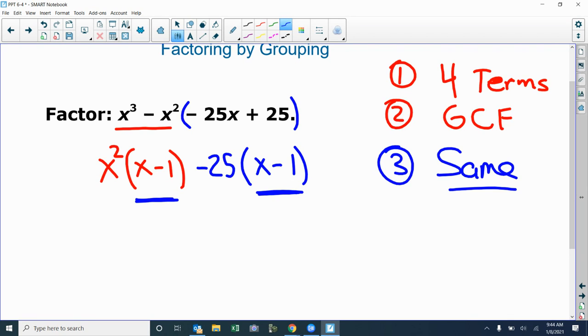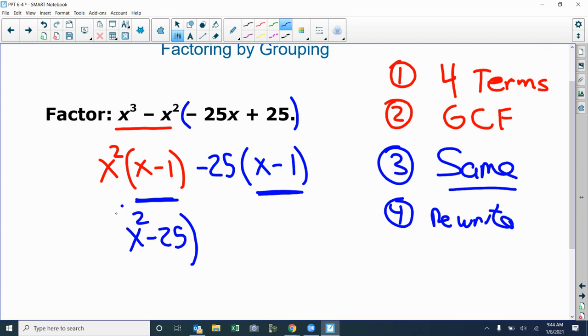Step 4, I'm going to rewrite. Okay? So, look, if I distribute x squared, am I going to get the exact same thing back? If I distribute negative 25, I'm going to get the same. Now, I can rewrite this as x squared minus 25 as a binomial and x minus 1. In fact, this starting 4 term, this and this are basically all equal. I'm just changing how they look in their little bracket. Because look, if I distribute x squared and I distribute negative 25 over, am I going to get that original problem? Yes.